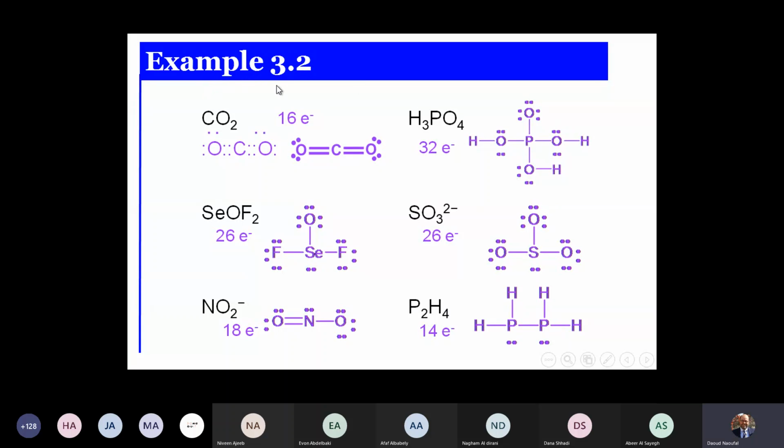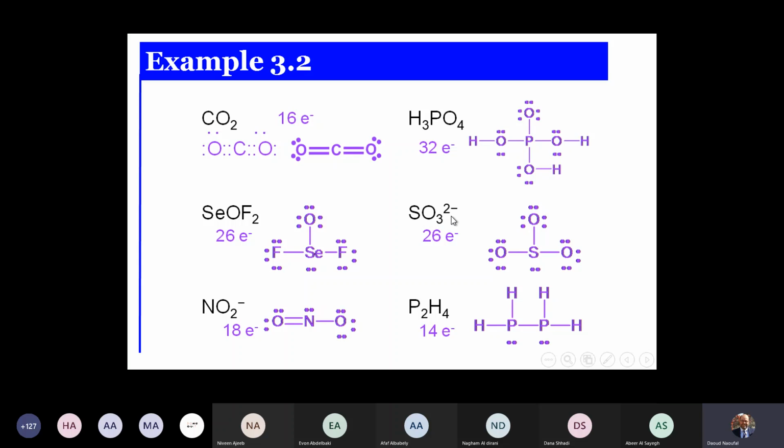We have another example, 3.2, or application 3.2. You can solve these Lewis structures. For example, I will consider H3PO4. The total valence we have is 3 times 1 plus phosphorus 5 plus 4 times 6 for oxygen, so we have in total 32. What is the central atom? The central atom in this case is phosphorus.